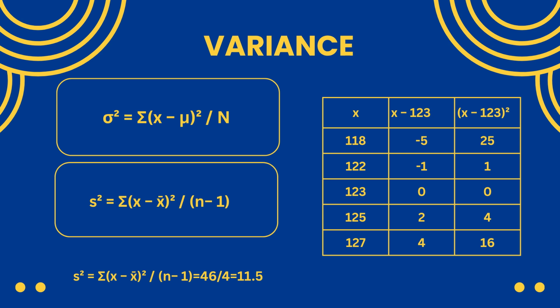Since this is treated as a sample, we use the sample variance formula. The sum of squared deviations, 46, divided by n minus 1, which is 4. That gives the sample variance as 11.5. This value tells us how much the data values are spread around the mean. A larger variance means data are more spread out, while a smaller variance means data are close to the average.